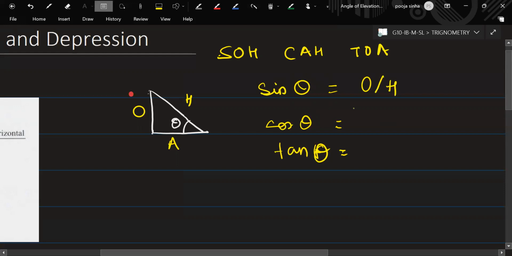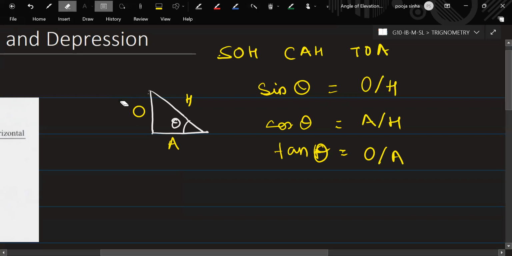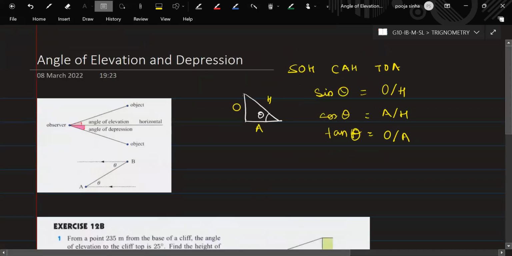What about cos? A upon H, adjacent upon hypotenuse. And tan? O upon A. You have to tell me the full forms. Opposite upon adjacent. This part is the basic that we are going to use.